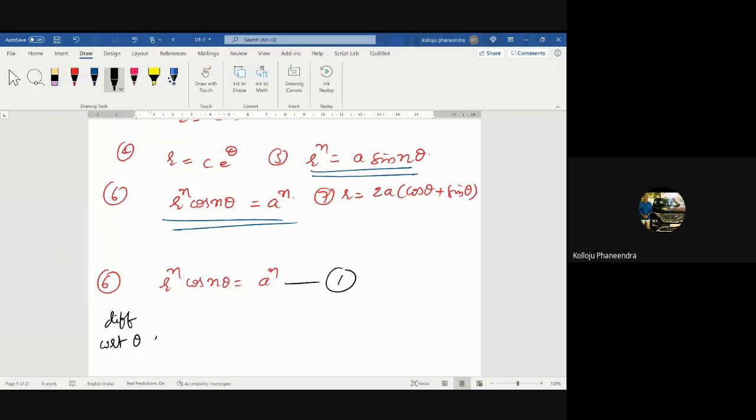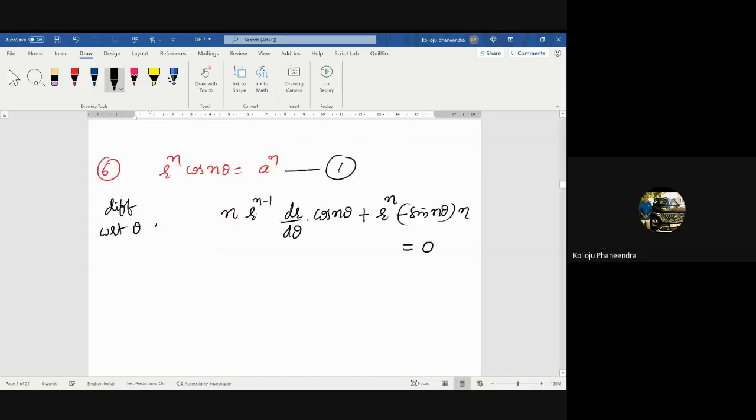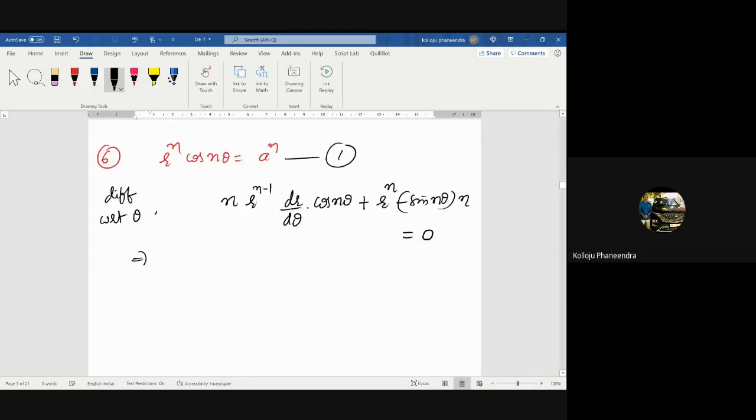If I differentiate this with respect to theta, first n into r to the power of n minus 1 and dr by d theta, taking cosine n theta as constant first. Now r to the power of n is constant, and the derivative of cosine n theta is minus sine n theta into n, equal to what? a power n is constant, so its derivative is 0, right?